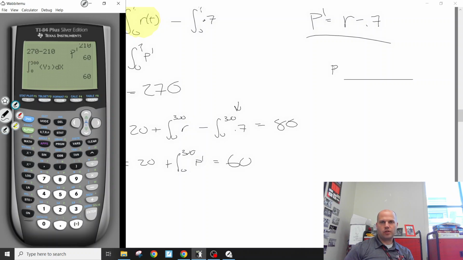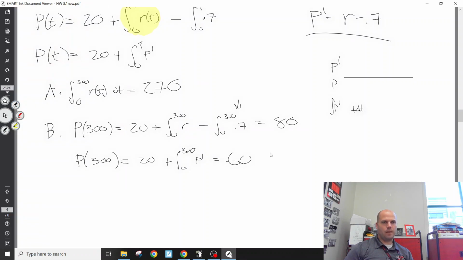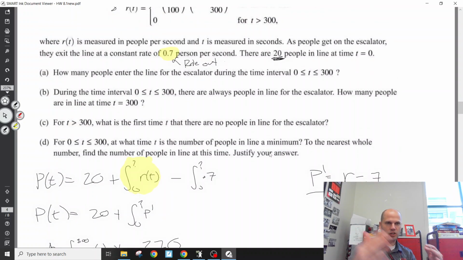P prime shows whether you're going up or down. The area under P prime shows how much you're going up or going down. You could separate this into different intervals if you wanted to, just like you did with position. A lot of you did that. Hopefully, we're just going to be okay with doing it all at once.